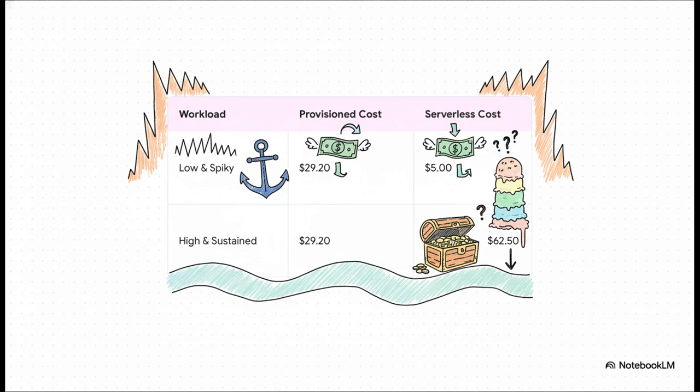And here is where it really hits your wallet. For a low, spiky workload, serverless is an absolute no-brainer. I mean, look, it is drastically cheaper. But then look what happens when that workload becomes high and sustained. The tables completely turn, and that fixed-price provisioned plan suddenly becomes the much more economical choice. It really all comes down to truly understanding your application's usage patterns.